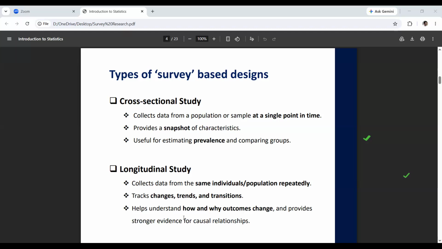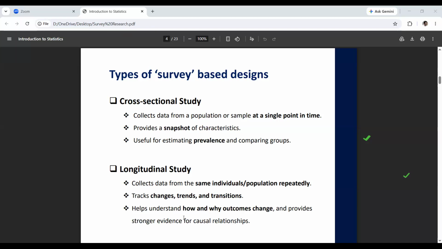So this collects data from the same individuals, same population repeatedly, to track changes, trends, and transitions. The benefit of using longitudinal surveys is that you can track changes, trends, and transitions more precisely and accurately. You will ask, why can't we track the changes using NFHS data? We can do it. We can compare the estimates of 2015-16 with 2019-20.